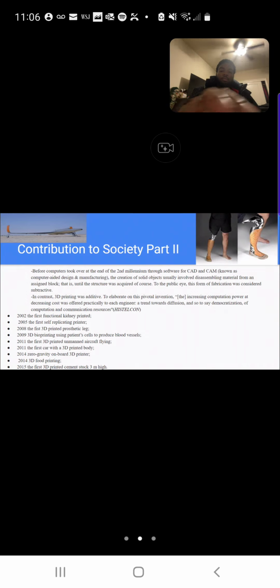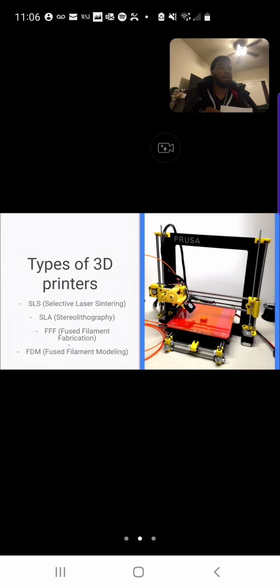So on that note, I would like to pass it to my partner, Jaden. So without further ado, take it away. Cool. So now we have the next slide. Cool. So now we have the types of 3D printers.